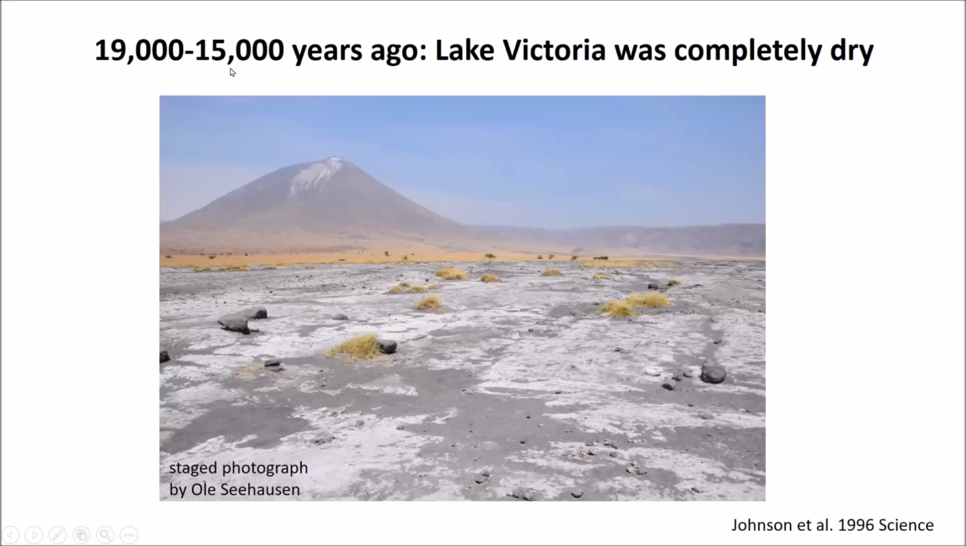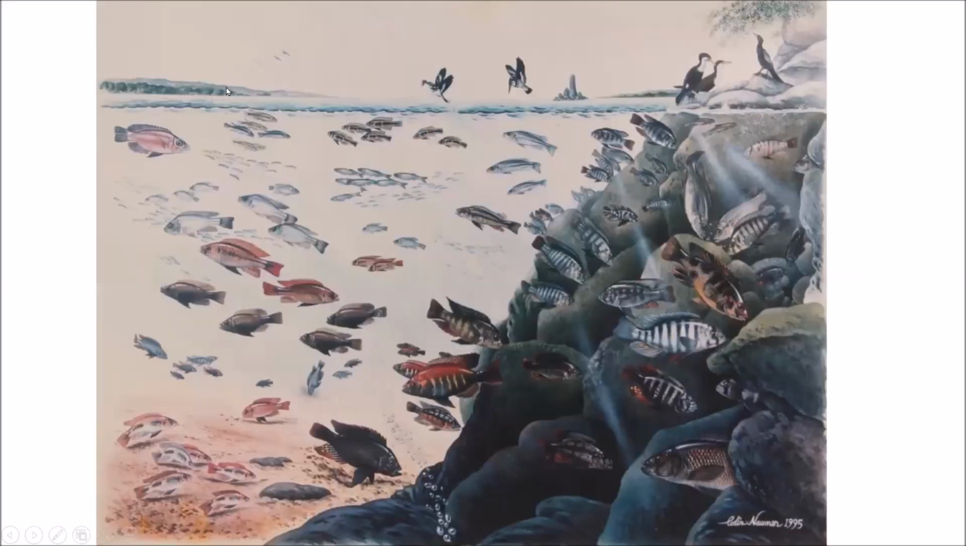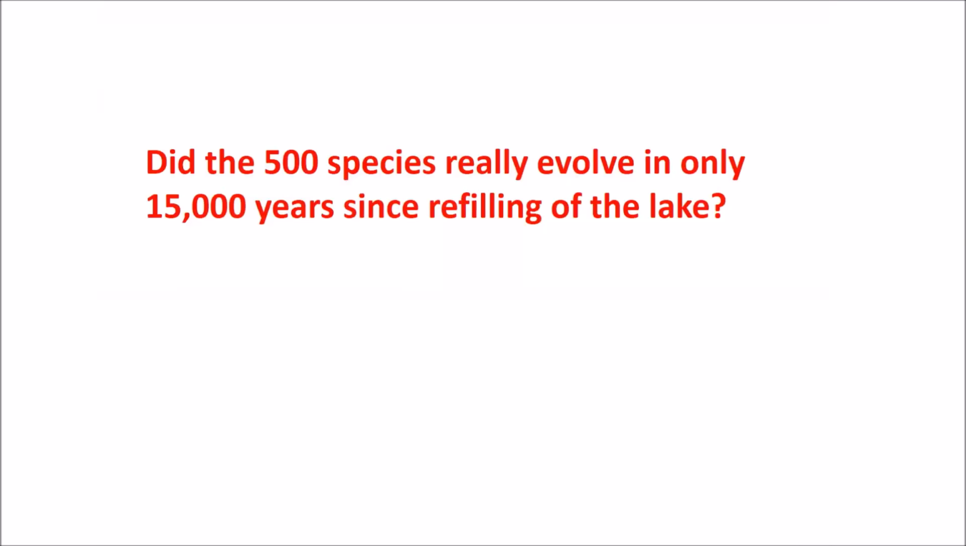So all of these 500 species that we think now are found in Lake Victoria, and this amazing diversity that we see in the lake, like when you go there, it's just full of cichlids, and every ecological niche you can imagine has a cichlid adapted to it. We wanted to know if this all really evolved in just 15,000 years. So did the 500 species really evolve in just 15,000 years since refilling of the lake?